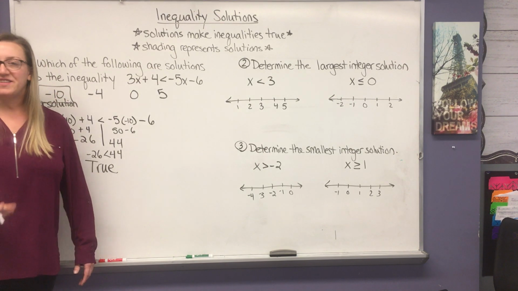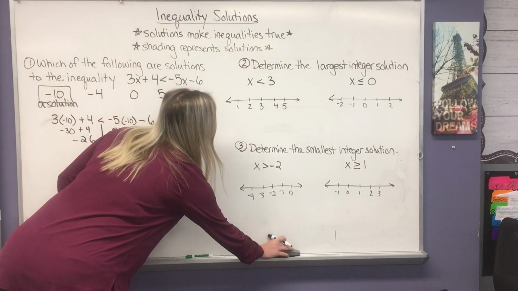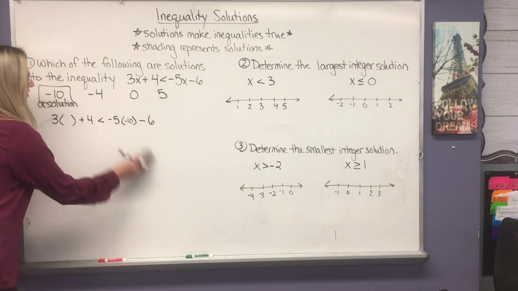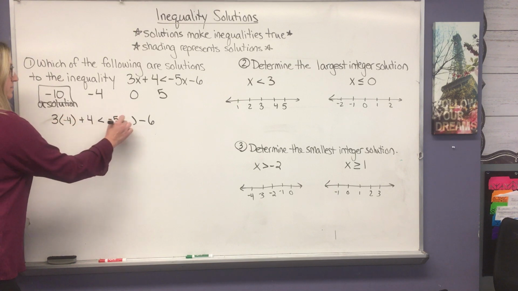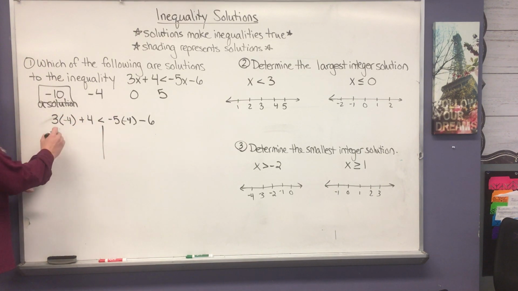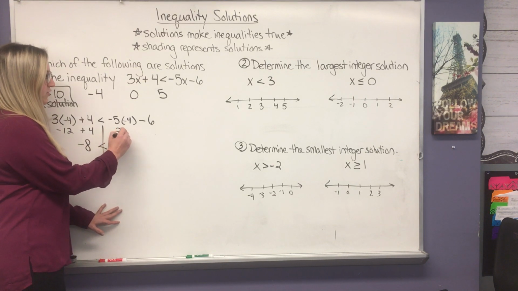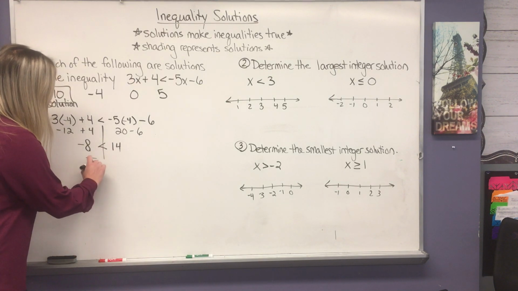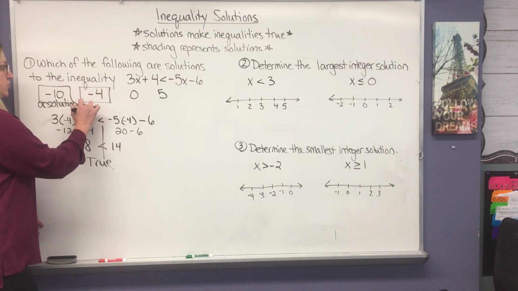We're going to do the same process again and again for each value we are plugging in. I'm going to erase just to save some room and leave the space I chose for plugging in our value. Now I'm going to test -4. 3 times -4 is -12, plus 4 is -8. Is that less than positive 20 - 6, which is 14? In fact, that is true. So the value I plugged in is also a solution.